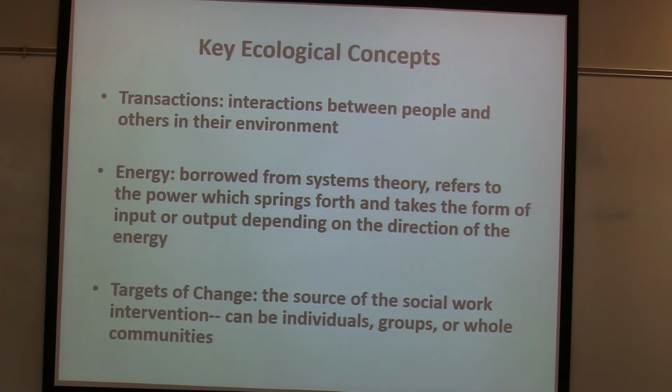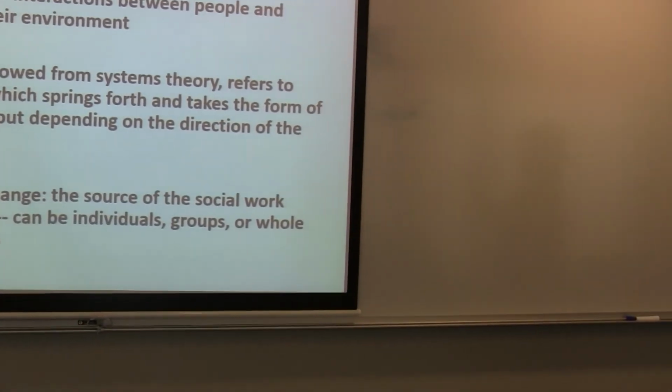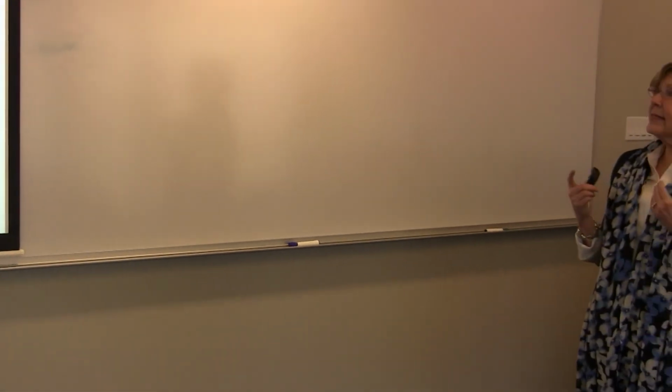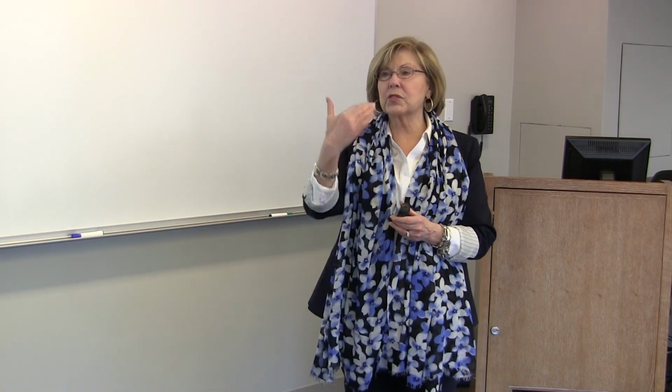So some of the key ecological concepts that we think about in ecology, one of the terms is transactions, and that's the interactions between people and others in their environment. Energy is borrowed from systems theory, and it refers to the power that springs forth and takes the form of output or input, what I take in and what I give out, depending on the direction of the energy. And when we learn about eco maps, we often look at energy and what's coming in and what's going out.